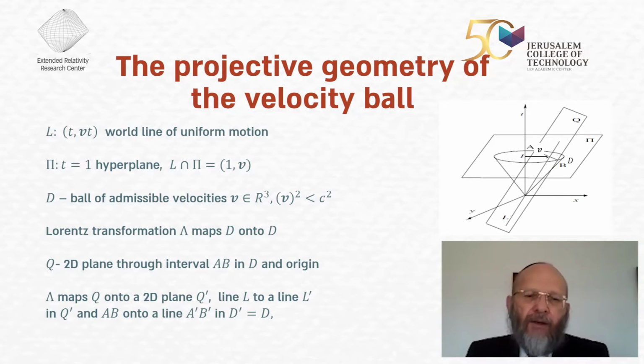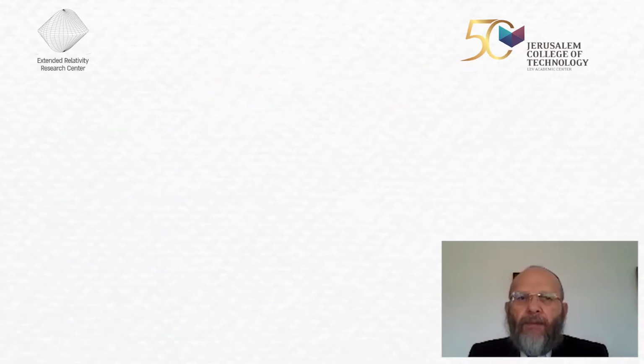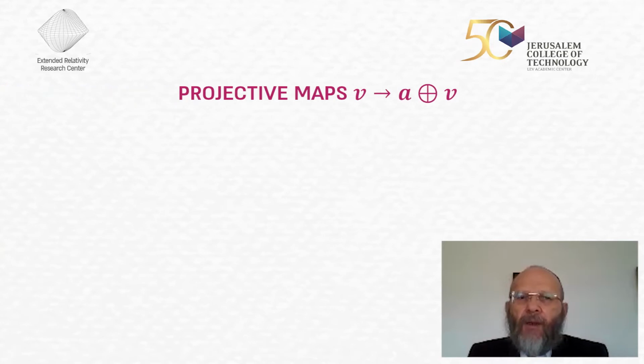So we get a very good description of what kind of geometry is preserved: the geometry preserving line segments. So the automorphism preserves line intervals, and therefore, by definition, this is projective geometry. What are the projective maps? This A circle-plus B is Einstein's velocity addition.